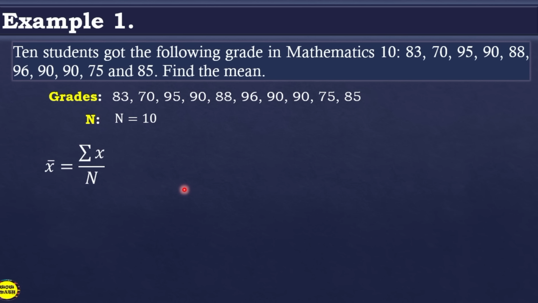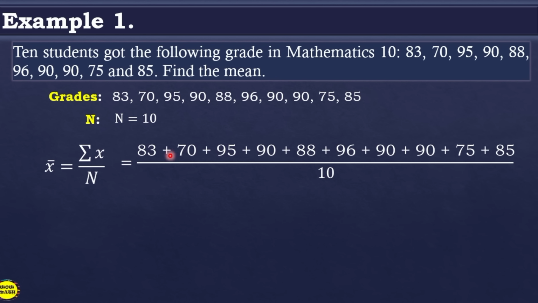And now, substitute lang natin sa formula. So get the sum, add lang natin lahat ito, and that is 862. Then divide by 10. So 862 divided by 10, the answer is 86.2. So ibig sabihin, the average of the 10 students, or the mean of the 10 students of Mathematics 10, is 86.2.